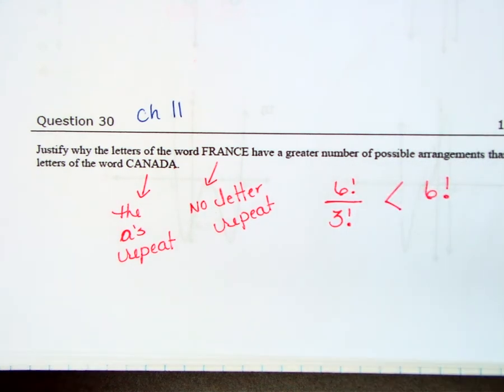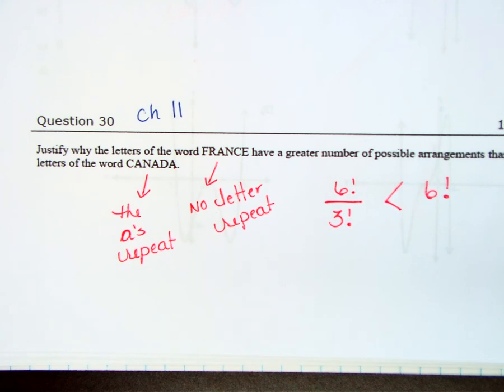So it's not good enough just to say that the A's repeat. You need to tell me why that's a bad thing, or not a bad thing, just that it will reduce the number of combinations. That's what we're going over right now.